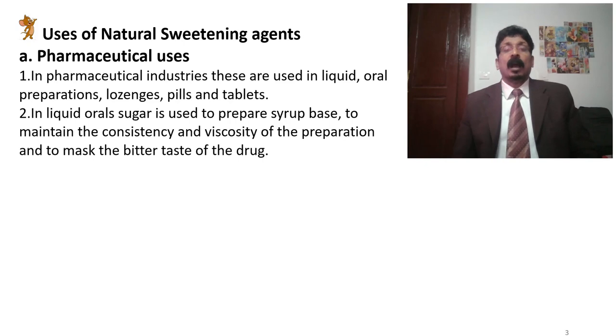And in liquid orals, sugar is used to prepare syrup base to maintain the consistency and the viscosity of the preparation, which you might have studied about the rheology in your physical pharmacy. Flow property of a liquid is very important in liquid orals, and the type of containers and closures to be selected for the preparation will be decided by the flow property, the rheology of this liquid which you have prepared.